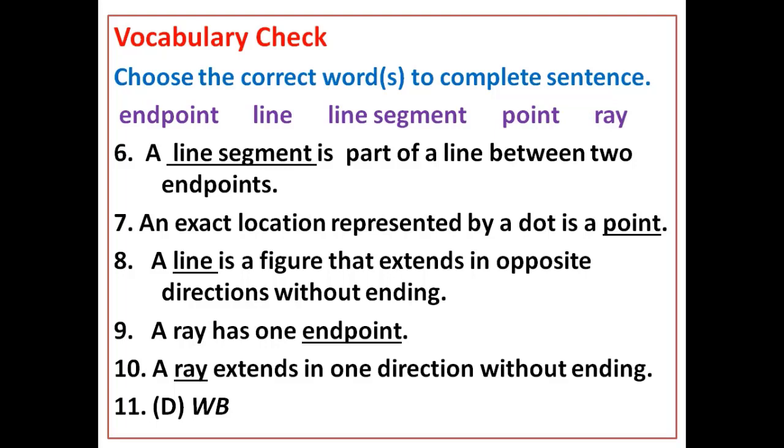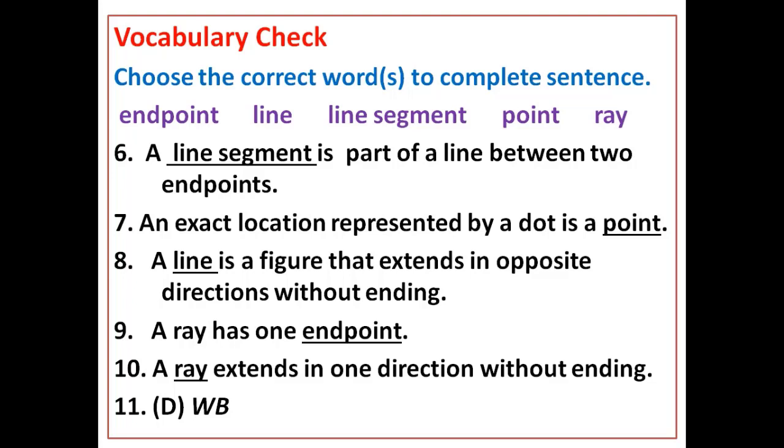Number 9. A ray has one endpoint. That you have seen in question number 4. It was a ray and it has one endpoint. Next is 10. A dash extends in one direction without ending. A ray extends in one direction without ending. In the dash we will write ray.